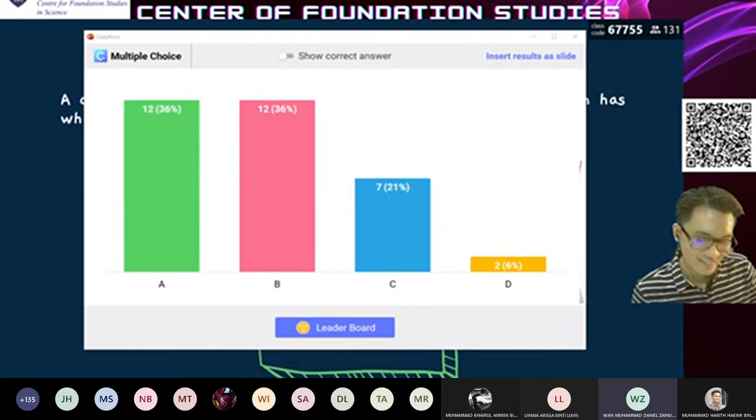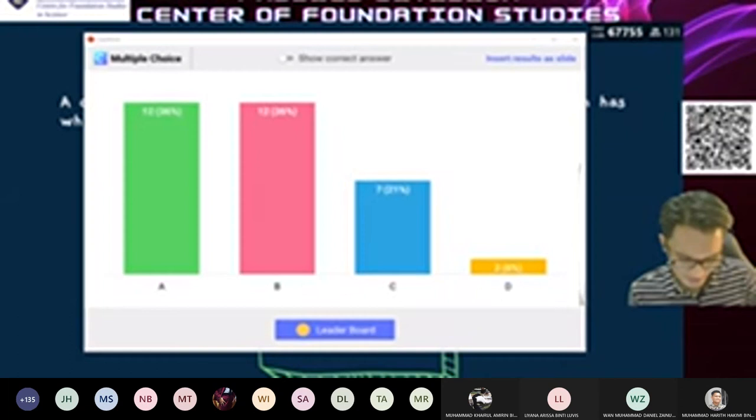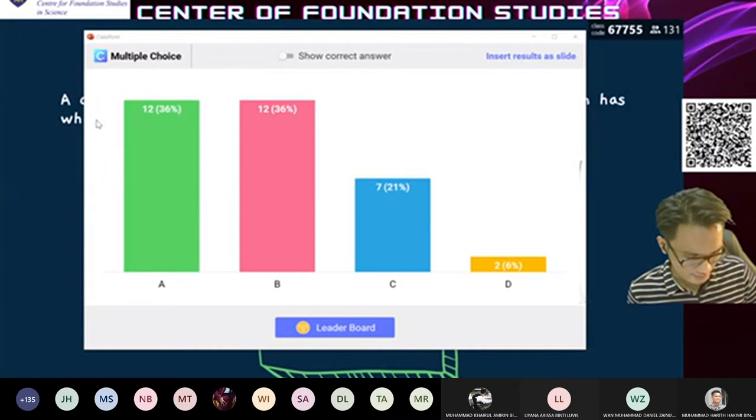So this is the answer. Okay, ramai yang jawab B. No, A and B sama. C 7 orang, D 2 orang. So what is the answer? Okay, let me show you the solution.